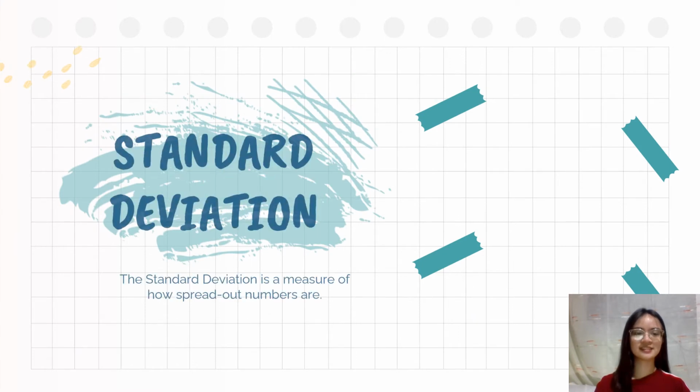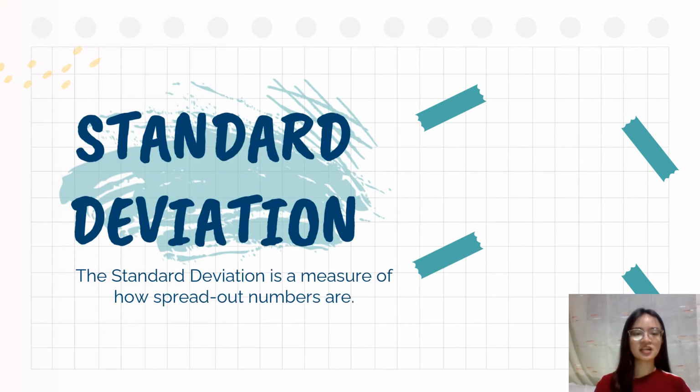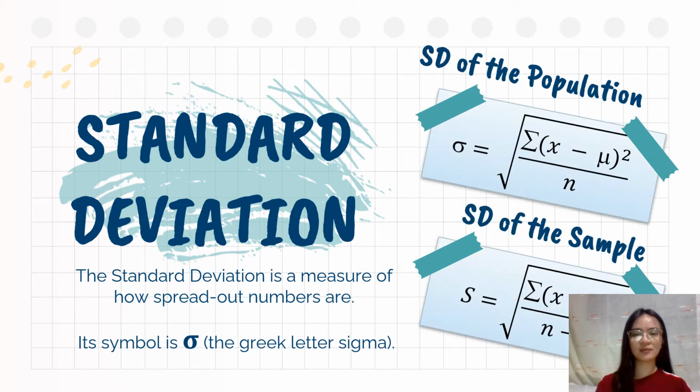Next is the standard deviation. The standard deviation is a measure of how spread out numbers are. Its symbol is sigma, the Greek letter sigma. Here is the formula for the SD for population and sample. As you notice, the variance earlier has a formula like this, with sigma squared and S squared. Here, there is no square, because we take the square root for standard deviation.